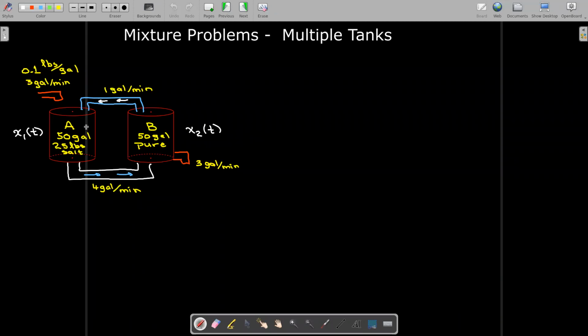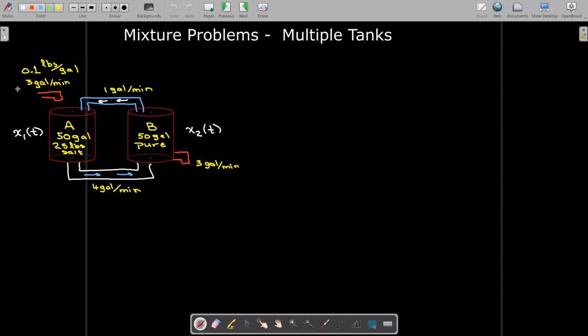We've got two tanks, tank A and tank B. Both of them contain the same amount of liquid. Tank A has brine in it, which contains 25 pounds of salt. Tank B contains pure water, so no salt in tank B. We're going to have two variables here, both dependent on t. So x1 is the amount of salt in tank A, and x2 is the amount of salt in tank B.